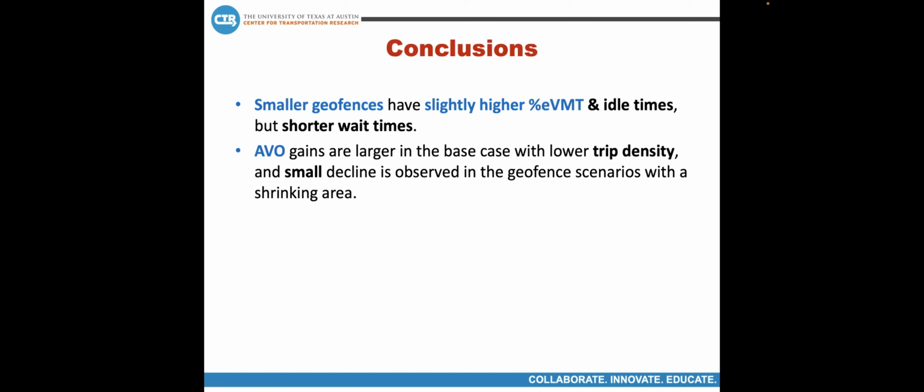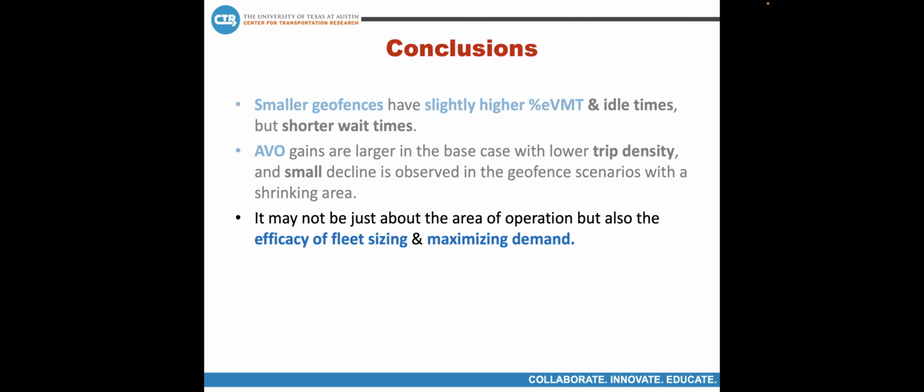So in conclusion, we just saw that the smaller geofences had slightly higher EVMT and idle times, a bit unusual, but shorter wait times, and then AVO gains were larger in the best case with lower trip density, and a small decline was observed in the geofence scenarios with a shrinking area. We saw that it could be because of our fleet sizing and also maximizing demand that some of our results may not yet be as accurate as expected. But of course, it's just a work in progress, and so with time and running more simulations, we'll definitely get the right values for this.